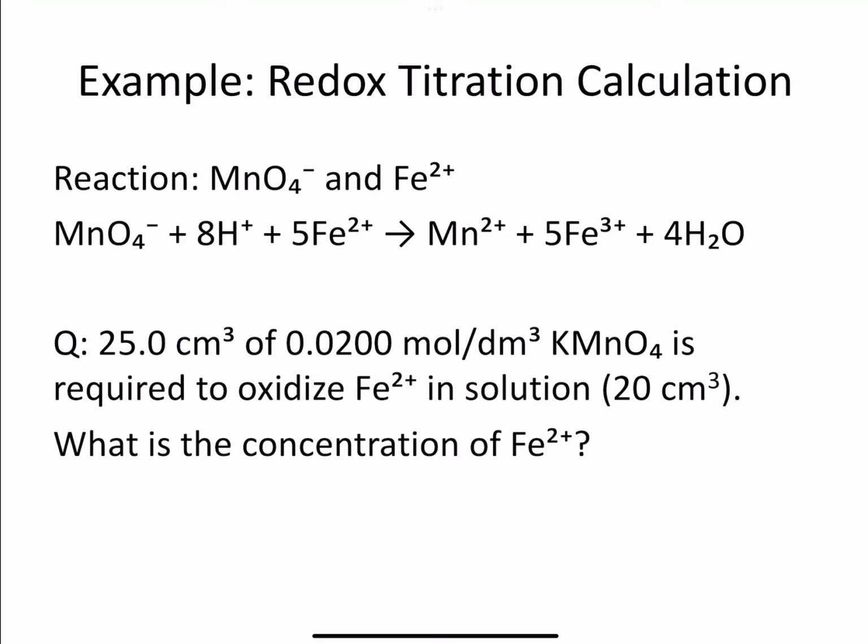You could have a redox titration question where they ask you to calculate the concentration of one of the reagents. For example, the reaction between the manganate and Fe2 plus. This is the balanced equation for the reaction, and they ask you that 25 centimeter cubed of 0.02 mole per decimeter cubed of potassium permanganate is required to oxidize Fe2 plus in solution, which is 20 centimeter cubed. So what is the concentration of the iron in that solution?